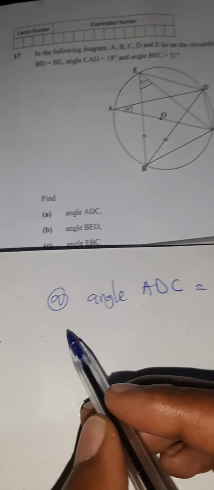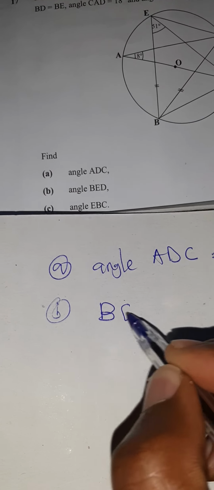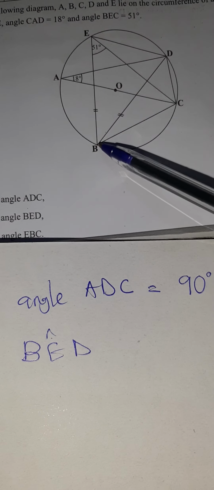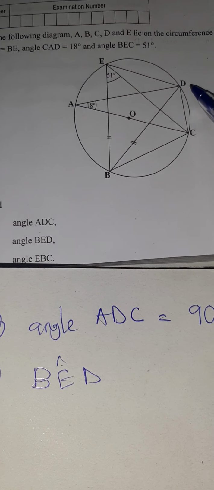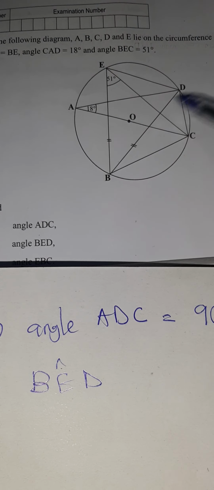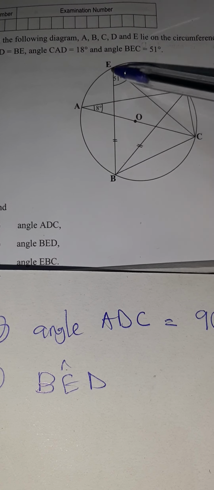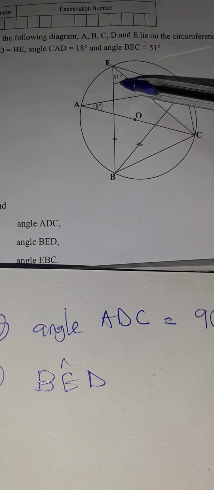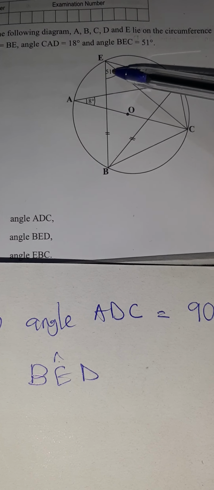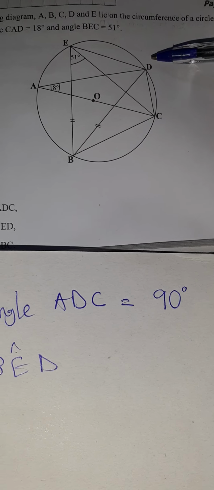Okay, we move to angle BED. Okay, so B and then ED. Angle BED, this is the angle that we need. Now here we've been given angle BEC, which is 51, but we want this other part here so that it can be added to 51. Now this part here, very easy. Come back to this side.